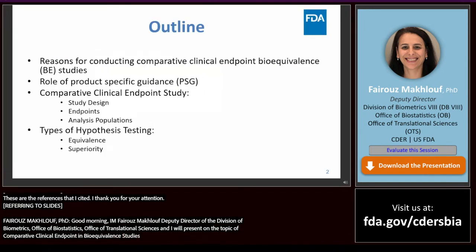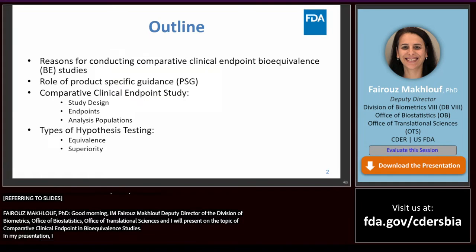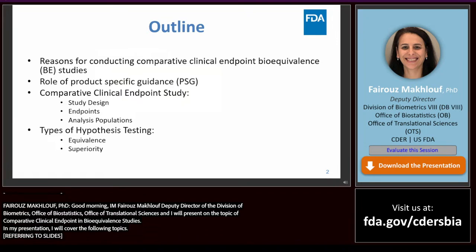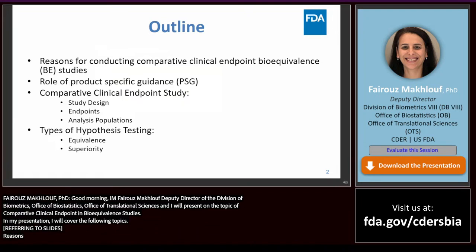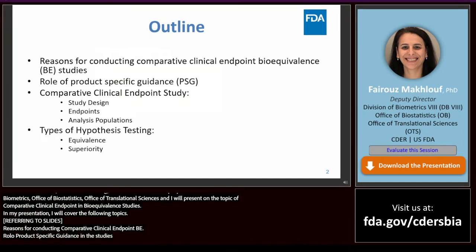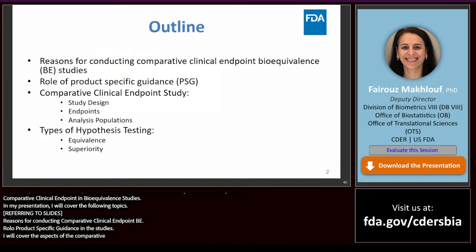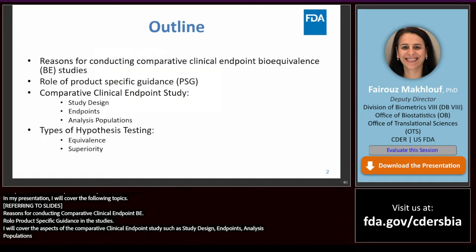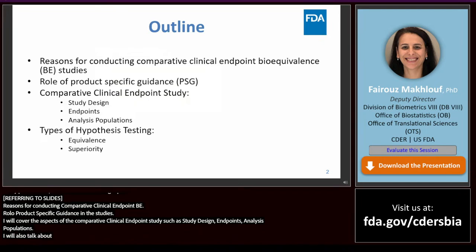In my presentation, I will cover the following topics: why a comparative clinical endpoint study is needed to establish bioequivalence. I will talk about the role of the product-specific guidance in these studies. I will also cover some aspects of the comparative clinical endpoint study, such as study design, endpoints, and analysis populations. I will also talk about the types of hypothesis testing that are used in such studies.